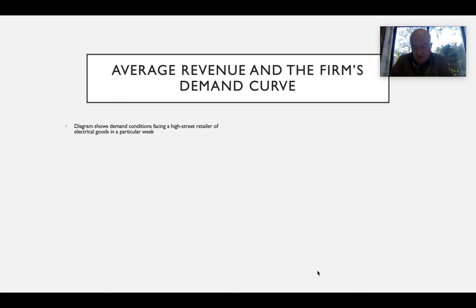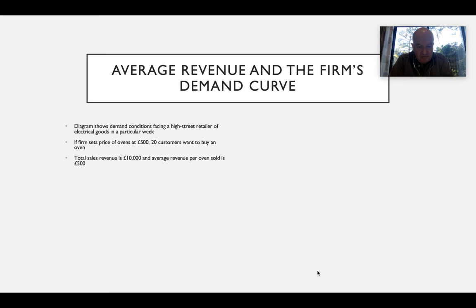Okay, so the diagram that we're going to show you in a minute looks at demand conditions facing a high street retailer of electrical goods in a particular week. In this instance, the firm sets the price of ovens at £500 and has 20 customers who want to buy an oven at that price. So in that situation, the total sales revenue for that organisation would be £10,000.